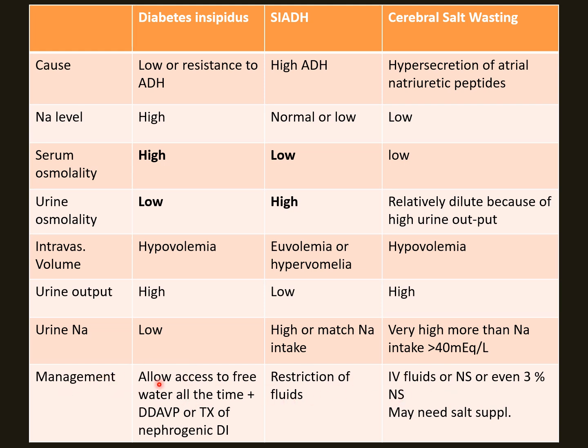So the management in the case of diabetes insipidus is allowing the child to have access to free water all the time. As long as they have healthy water sensation or sensation of thirst, they will stay alive. If you restrict the water from these children, they will die. And also the treatment will be, if it's central, DDAVP, if it's nephrogenic, will be, for example, thiazide.